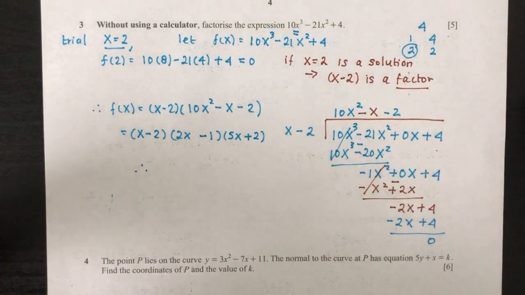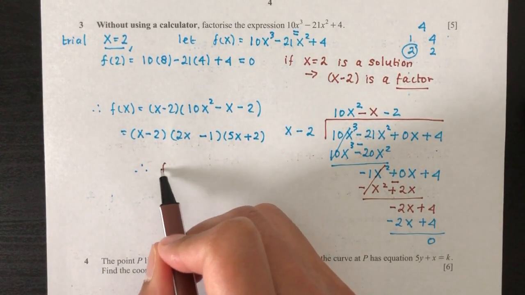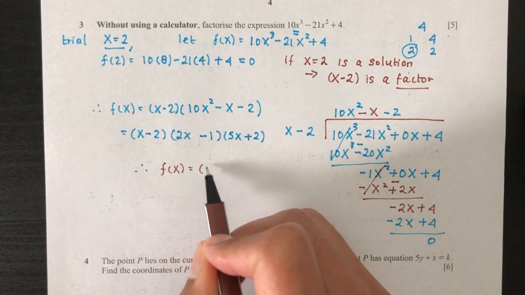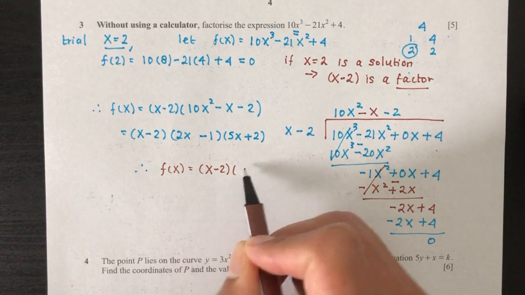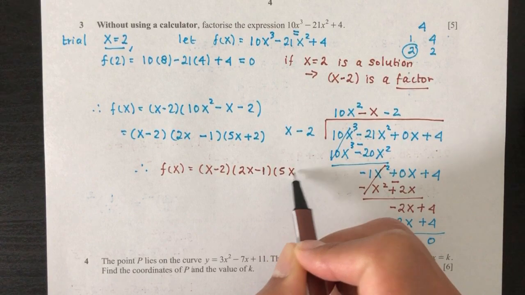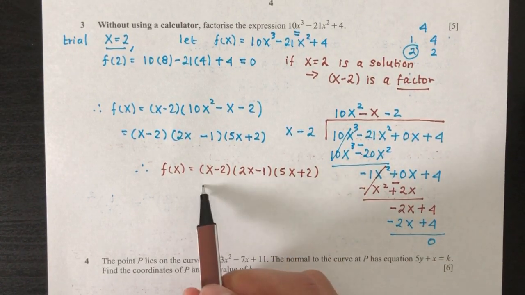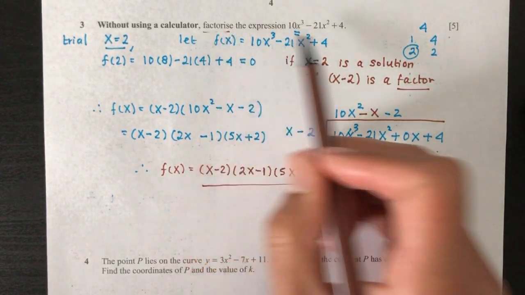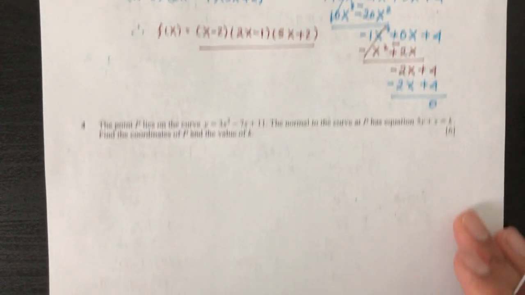So finally, you will have your answer as f of x, which is your expression, is equal to x minus 2 times 2x minus 1 and 5x plus 2 as the complete factorization of this expression. That is question number 3.